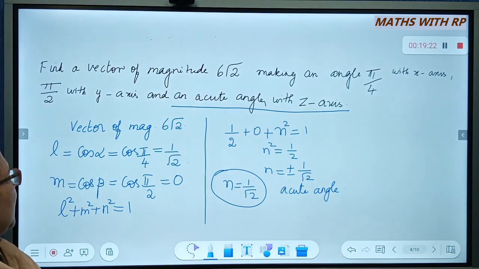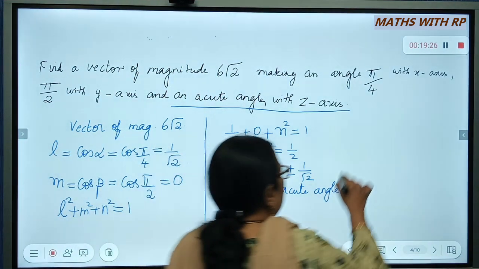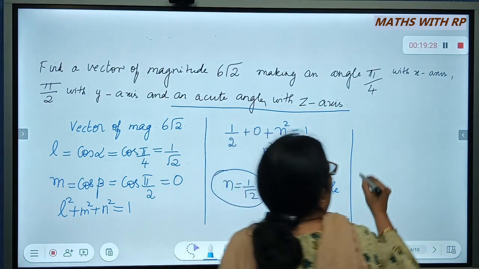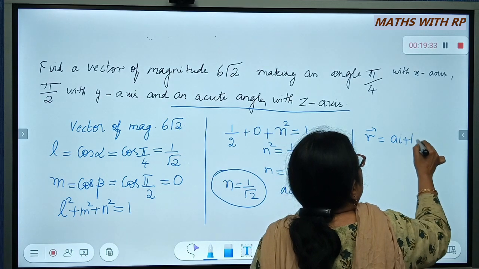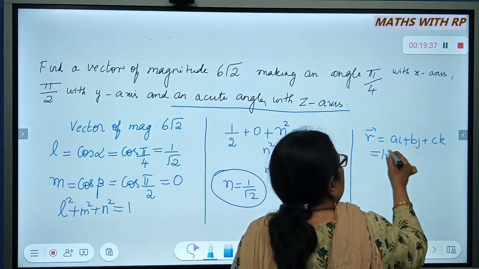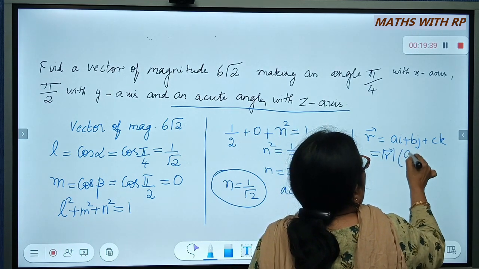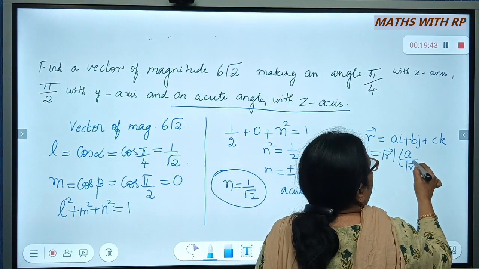So now we have found l, m and n. We have found the direction cosines. Now any vector you take, r vector is some ai plus bj plus ck. Now if I multiply by the modulus, I have to also divide by the modulus.